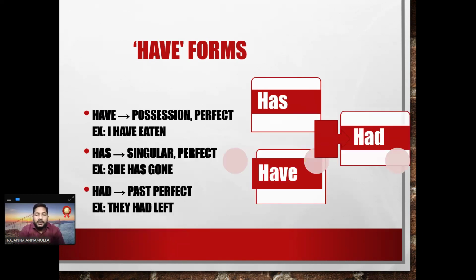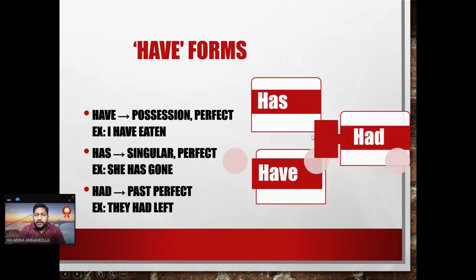How many have forms are there? Three have forms. Present singular has, present plural have, and past singular and plural had. Why do we use these? Has or have are used to indicate possession in the present tense. Had is used for possession in the past tense, and moreover, these are used in perfect tenses also.